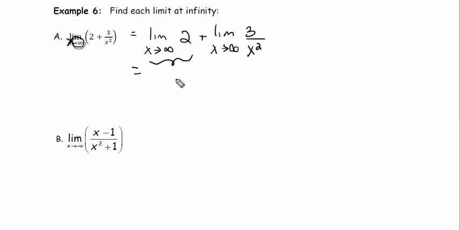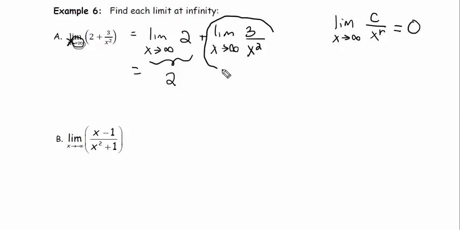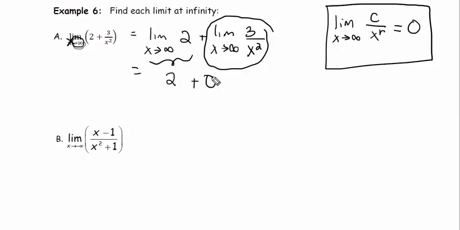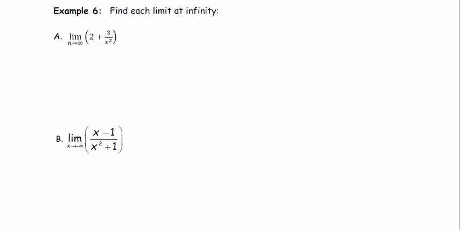Now hopefully you remember this limit is 2, but what you may or may not have remembered is that the limit as x approaches infinity of c over x to some power, or a number over x to some power, is always equal to 0. So this limit right here, based on this rule that I need you to really remember, is going to be 0. So 2 plus 0 is 2. Alright, so that is an example of this. So let's try another example.